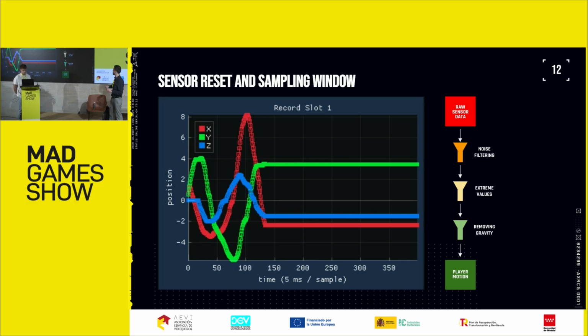First, you can use noise filtering, like a low and extreme value filter, and then you still have a very big distraction in your data, which is gravity. You also need to remove the disturbing gravity from all 3 dimensions of your controller.